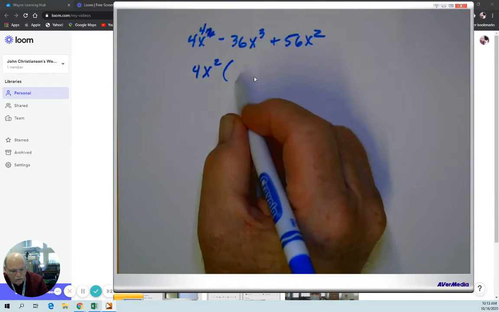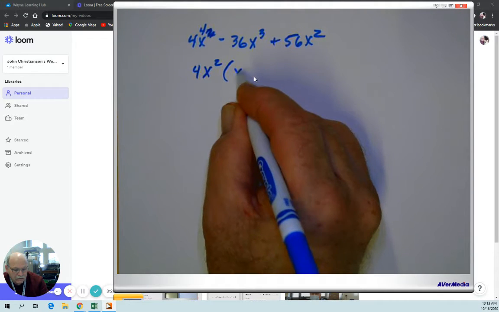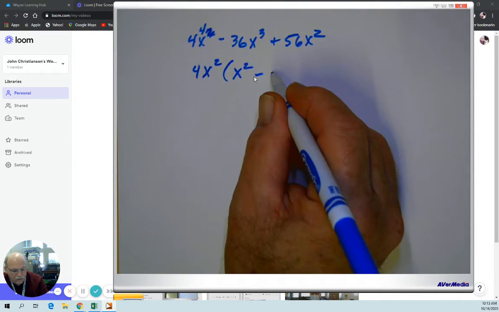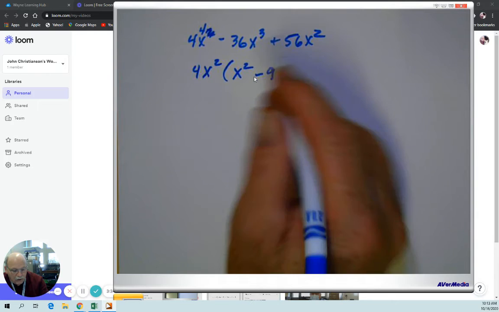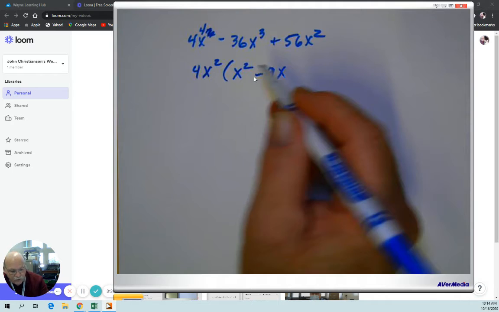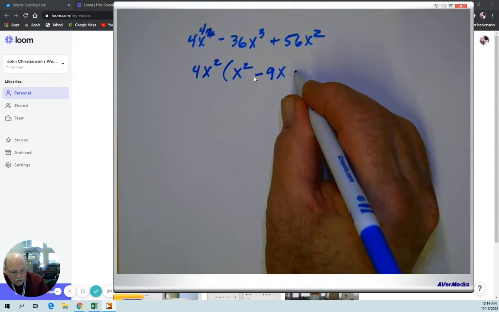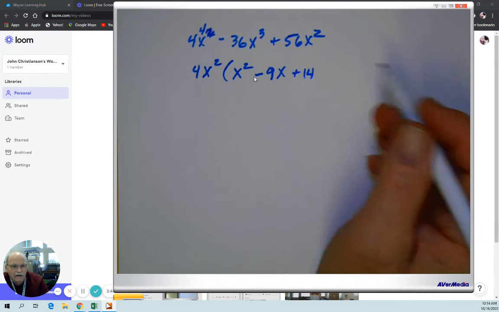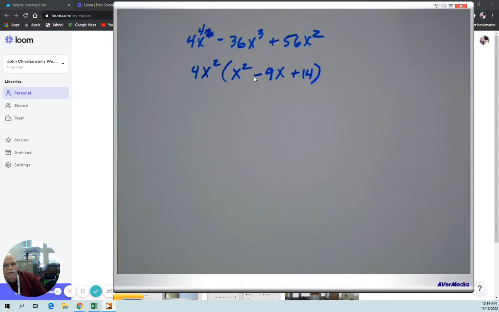So 4 divided by 4 is 1. X to the fourth divided by x squared is x squared. Minus 36 divided by 4 is 9. And x cubed divided by x squared is x, right? It's 3 minus 2. And 56 divided by 4 is 14. X squared divided by x squared is 1, so we don't have to write that down. And then this is what we have.